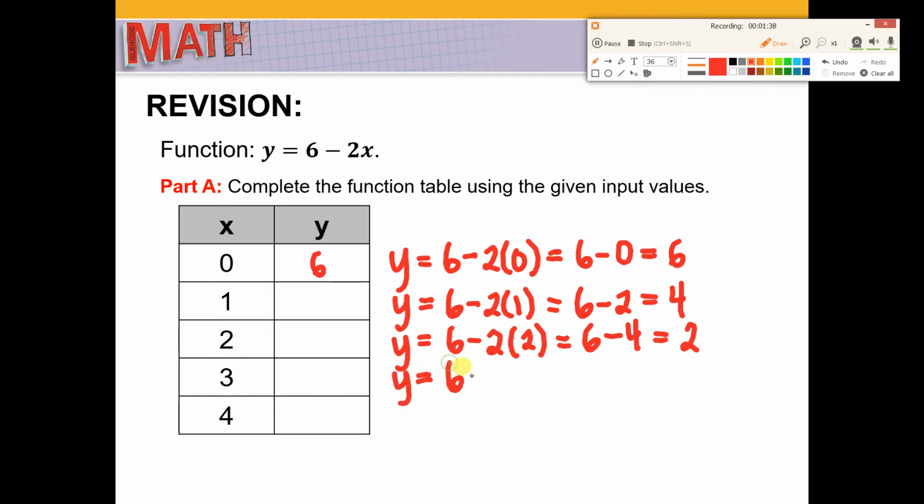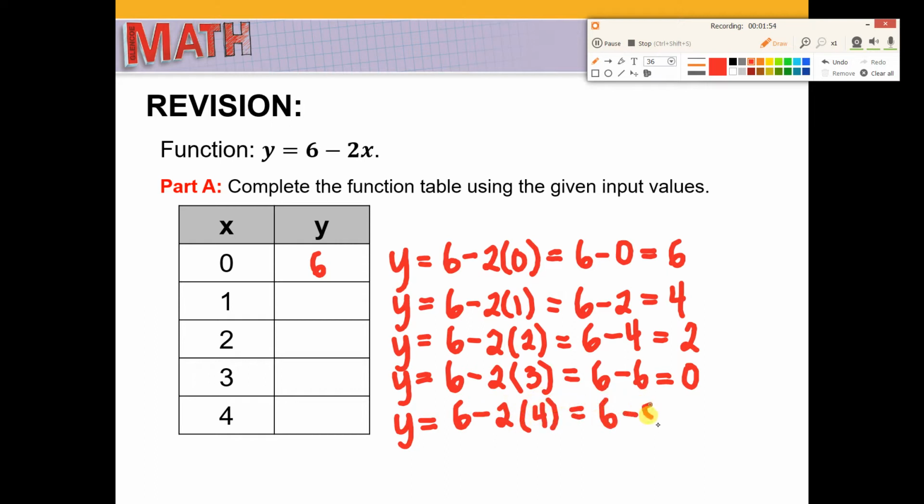Then we have 6 minus 2 times 3, which is going to be 6 minus 6 equal 0. Then the last, we will have 6 minus 2 times 4, which will be 6 minus 8, and then would equal to negative 2. And this will be our output values or our y values. So I can just copy it here, 0 and negative 2. Now, we're finished with our function table. The next step is to graph these points.